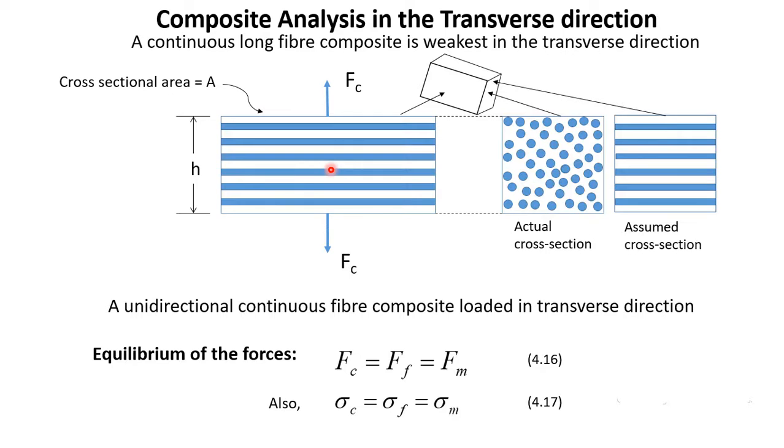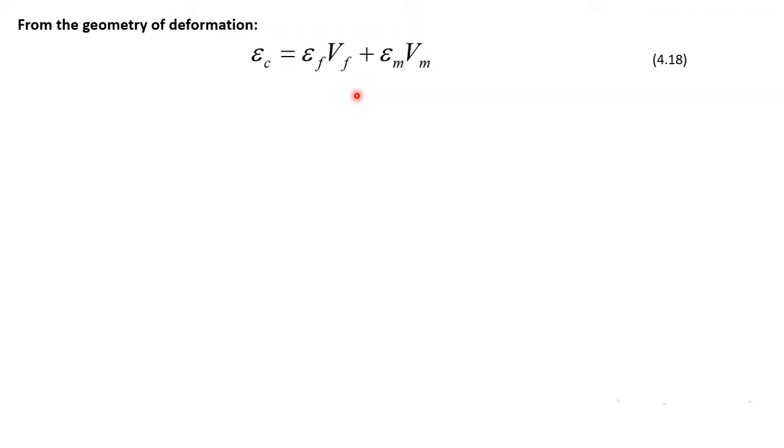So if we sum them together, that becomes the total strain of the composite. That's why we have written here: strain in the composite is equal to strain in the fiber multiplied by volume fraction of the fiber. According to how much volume fraction of fiber we have, the fiber is contributing to the strain, and according to the volume fraction of the matrix we have, the matrix is contributing to the strain. So that's why strain in the fiber is multiplied by the volume fraction.